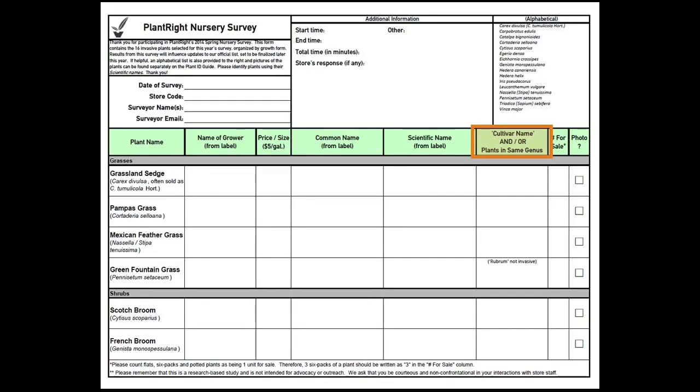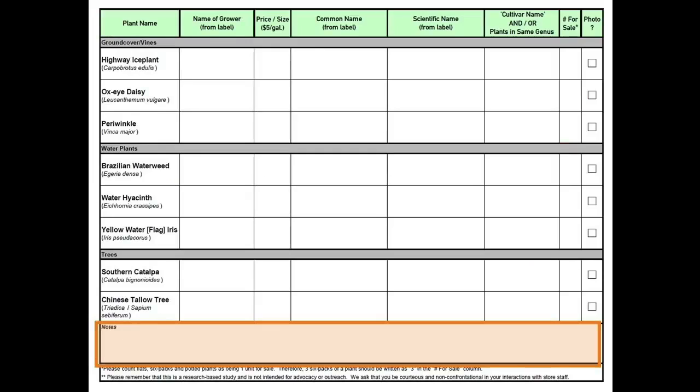I'd like to make a special note about a new plant that we're including on our survey for the first time this year, Osteospermum fruticosum, which has a large number of cultivars in the industry. If you find a large number of these at the store during your survey, just list as many of them as you can in this section, or in this section for notes at the bottom of the back page.